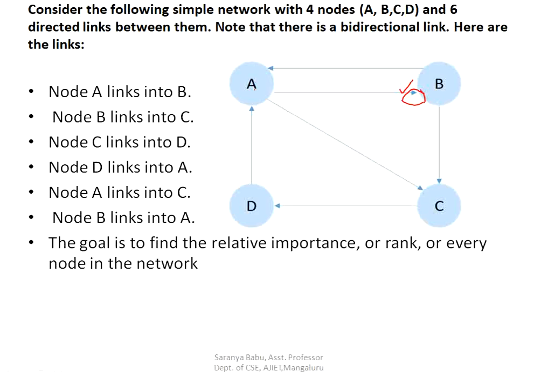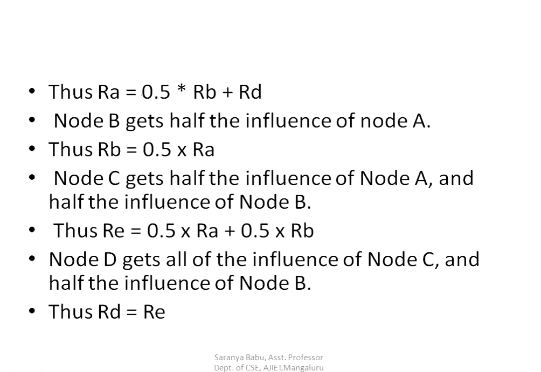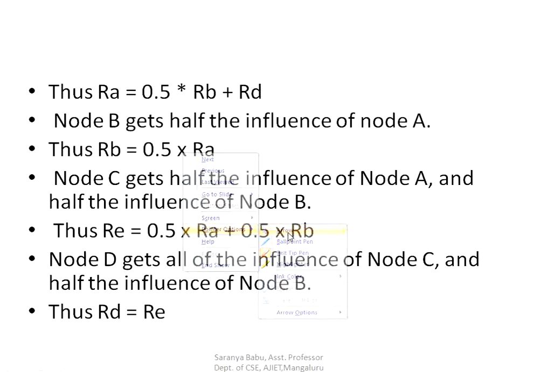So it is half into RA. Clear? That is why it is given as 0.5 into RA.